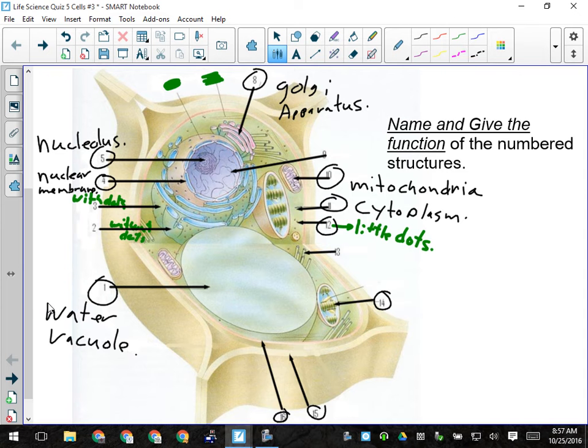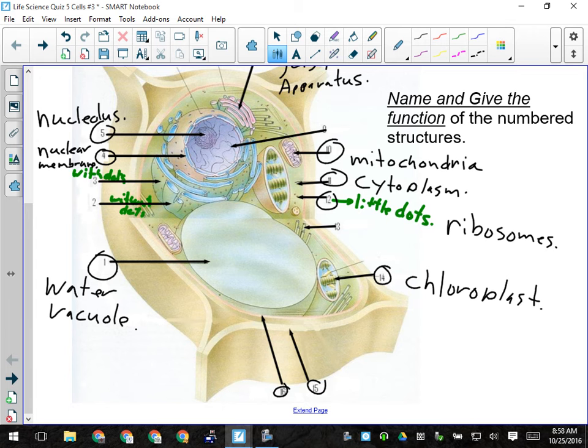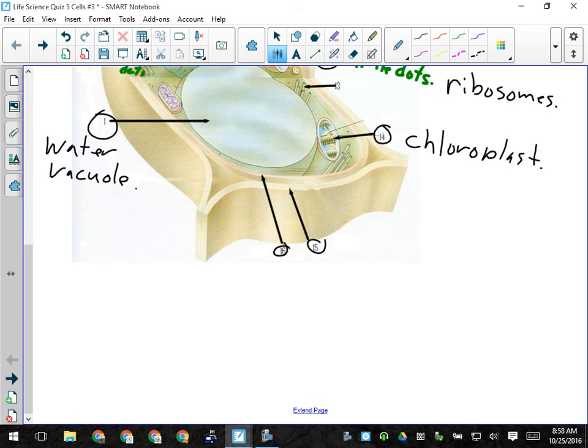What are the little dots? Ribosomes. Okay, ribosomes make protein or synthesize protein. What's number 14? Chloroplasts. Carries out photosynthesis. Okay. Number 15. Very outside. Cell wall. Supports the shape of the cell.